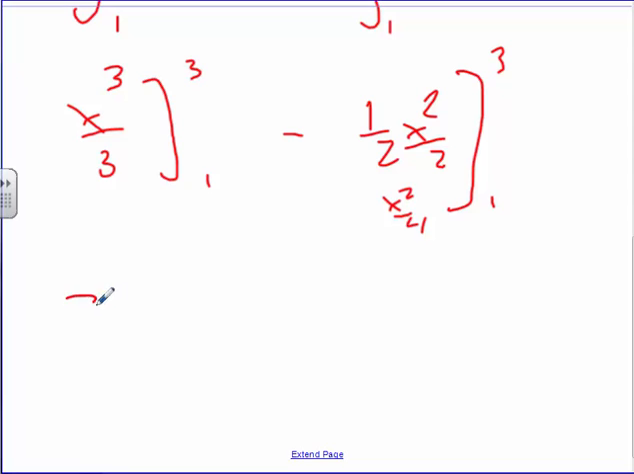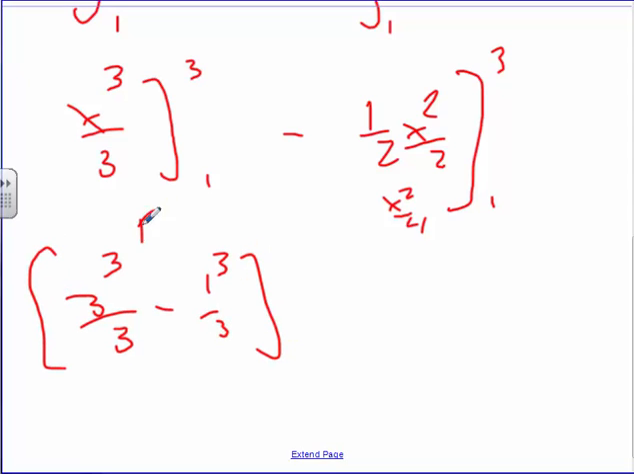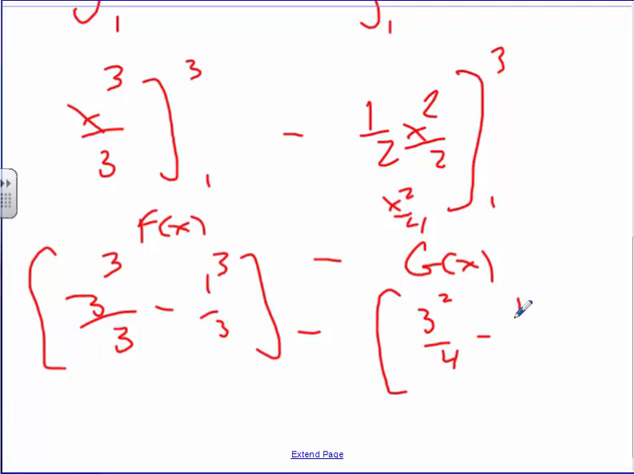Okay, so then this means I need to go 3 cubed over 3 minus 1 cubed over 3. This is the area of f of x. And I have to subtract from that the g of x area. So I need to subtract 3 squared over 4 minus 1, actually that's 1 squared. Yeah, 1 squared over 4.